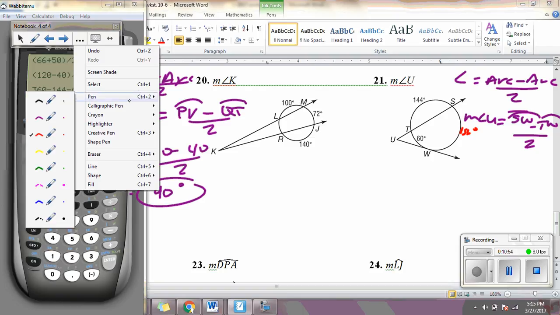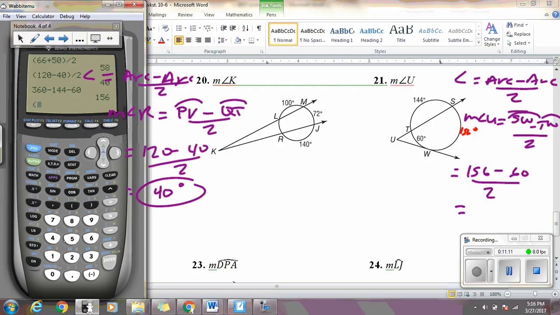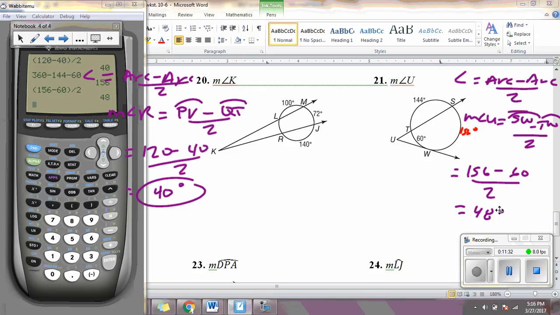Now I can answer my question and find the measure of angle U. So SW is 156 minus TW, which is 60, all of that over 2. And we get 48 degrees.